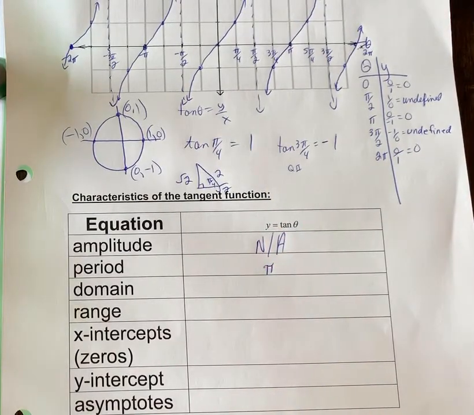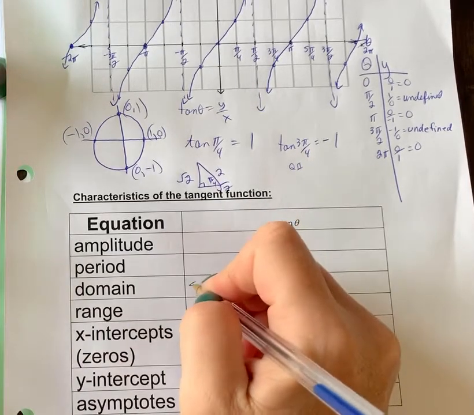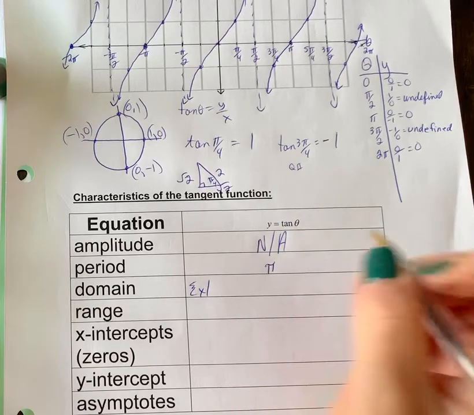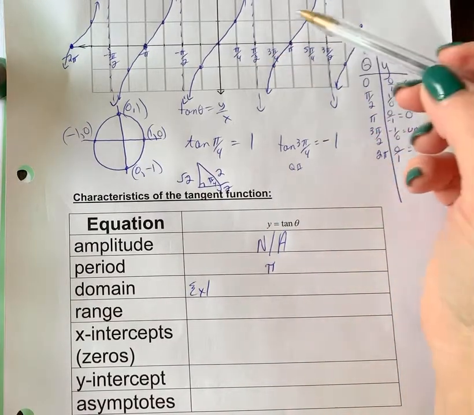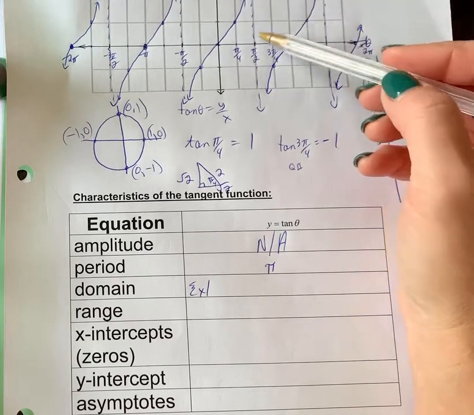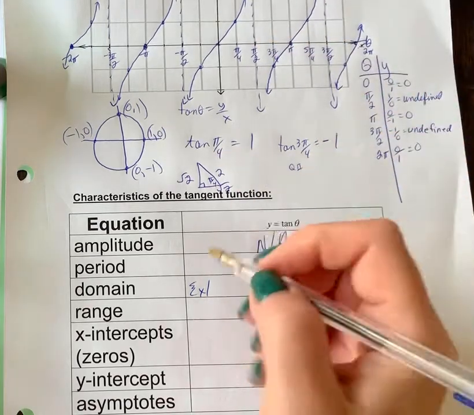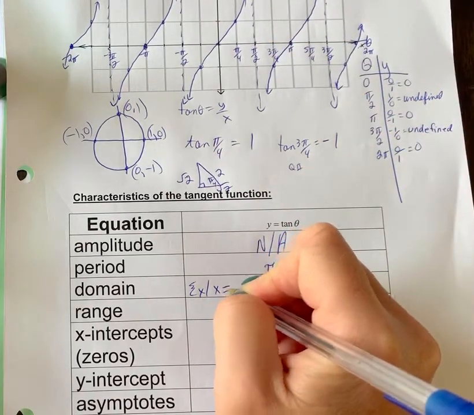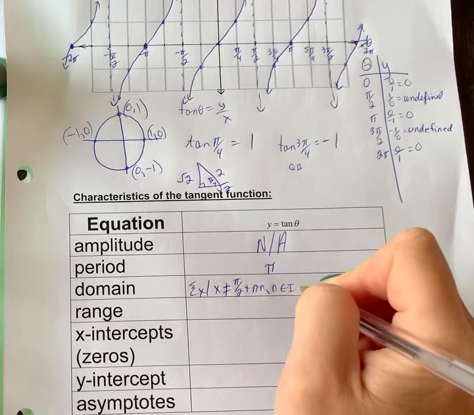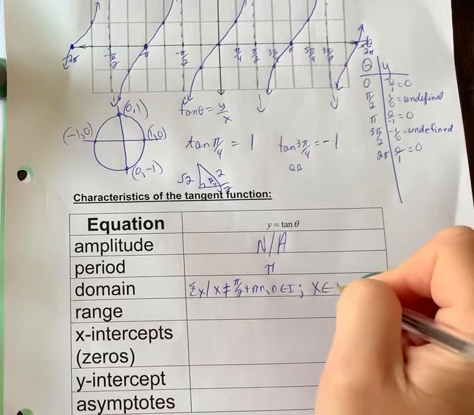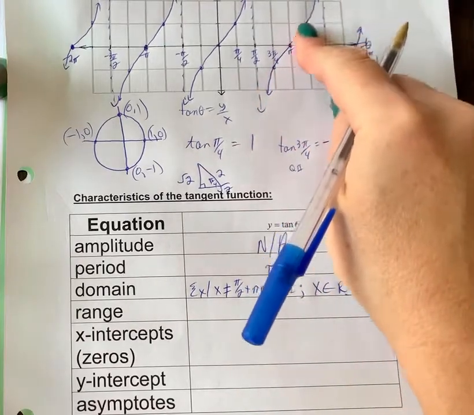The domain is x is an element of the reals except where the asymptotes are. So we would start off saying x such that, and we tend to put our restrictions in first. You can do either way. You could put x is an element of the reals first if you really wanted, but this would be pi by 2 plus pi n. Okay, so every odd multiple of pi by 2. So this would be x cannot equal pi by 2 plus pi n, where n is an element of the integers. Otherwise, x is an element of the reals. The range, y is an element of the reals, says it goes up and down forever.